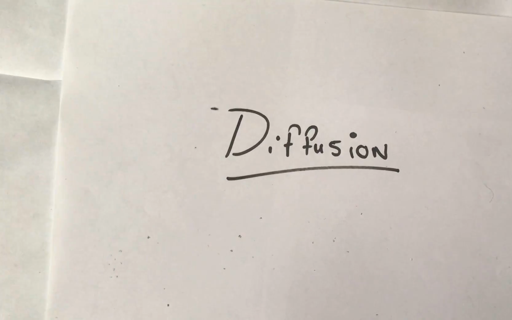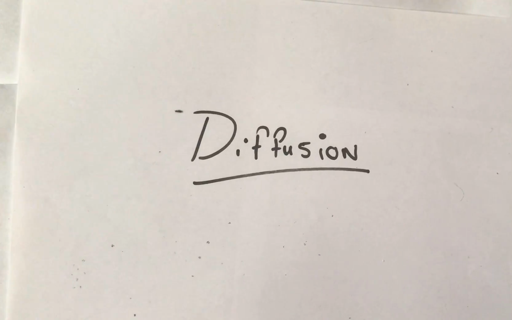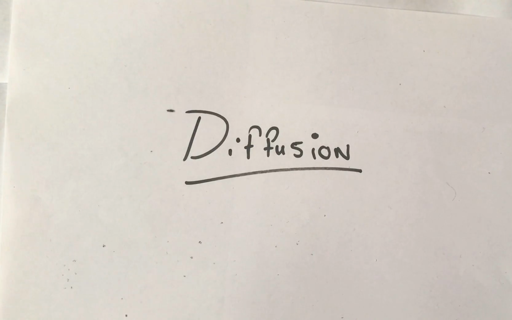Today we're going to be focusing on diffusion. Now, diffusion is what's known as a passive process because it does not require energy in the form of ATP. So in this video, we're going to focus on the factors that affect the rate of diffusion. We're going to look at the differences between simple and facilitated diffusion and also compare the two processes. So without further ado, let's get started.